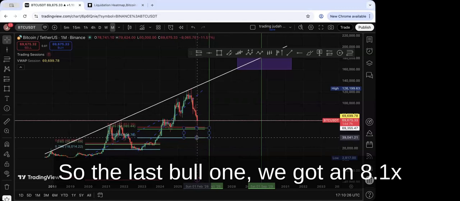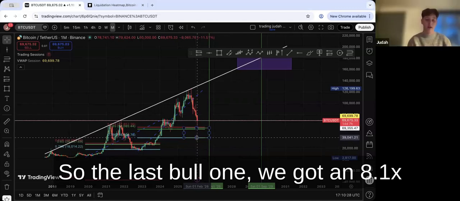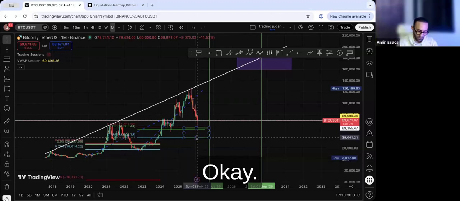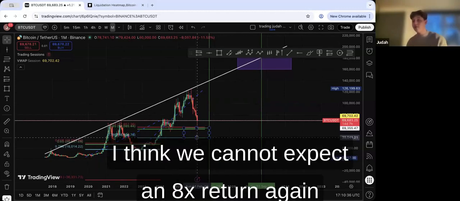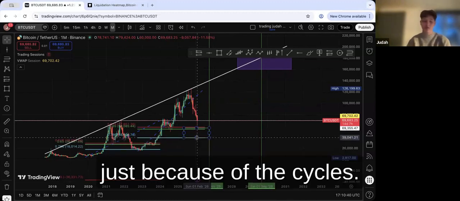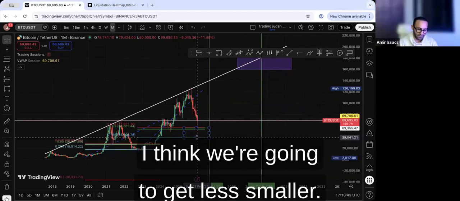So the last bull run we got an 8.1x return or something like that, like an 8x return. Let's say every time the return gets less and less, I think we cannot expect an 8x return again, just because the cycles are getting smaller and smaller.